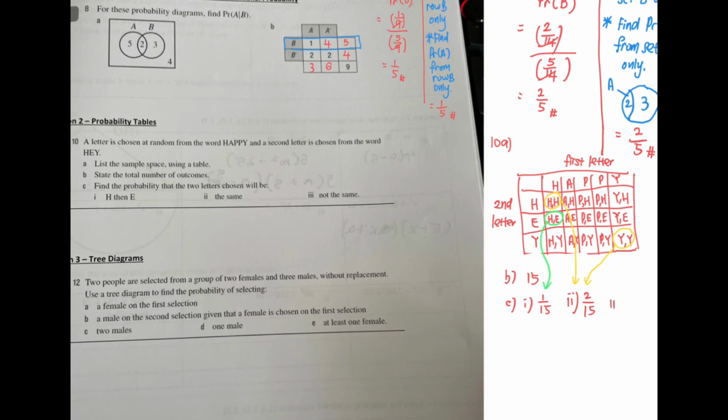And number 3, the probability that the two letters chosen will not be the same. If it's not the same, that means it's the opposite result of part 2. So you can use 1 minus the probability of the same. As 1 is the total, 1 minus 2 over 15, then you get 13 over 15. This is the probability that the two letters chosen will not be the same. So 13 over 15. These are the answers.